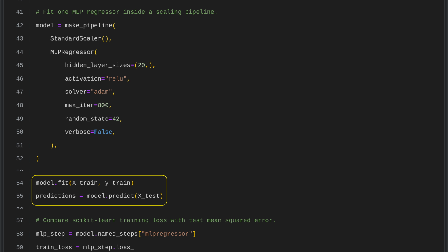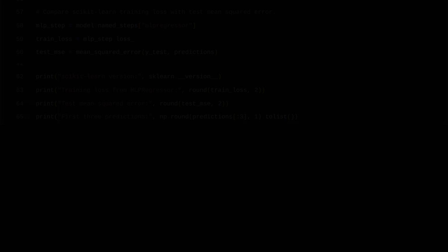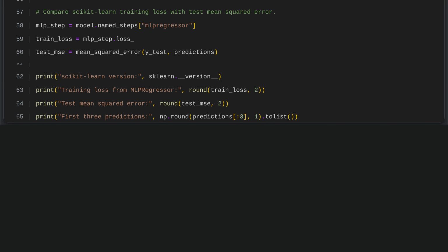A model is trained by learning from the training data, adjusting its parameters to reduce the difference between its predictions and the actual target values. After training, it uses those learned patterns to make predictions on test data, which helps evaluate how well it performs on unseen examples.